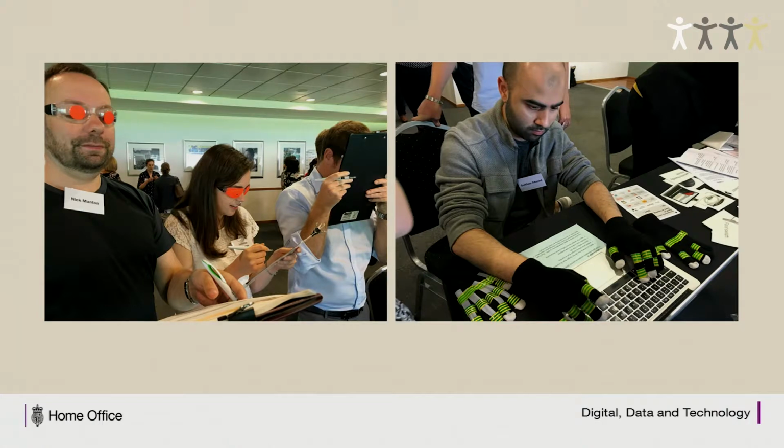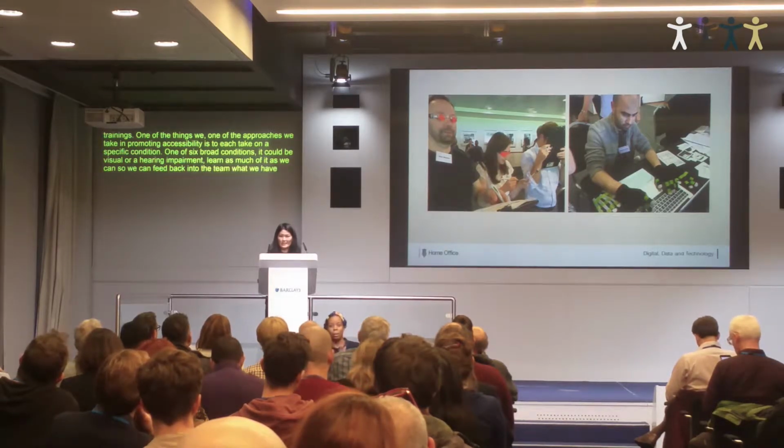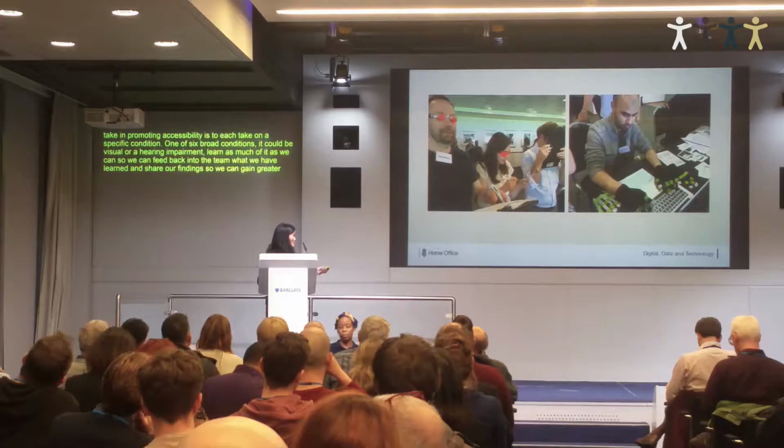One of the approaches we take in promoting accessibility is to each take on a specific condition, so one of 6 broad conditions, so it could be visual or hearing impairment, learn as much of it as we can so that we could feed back into our team what we've learned and share our findings so that we can gain a greater understanding as a whole.